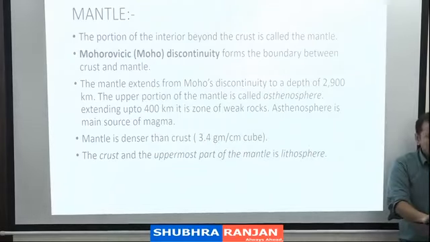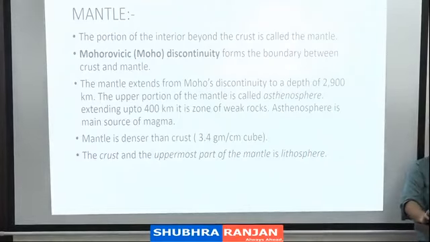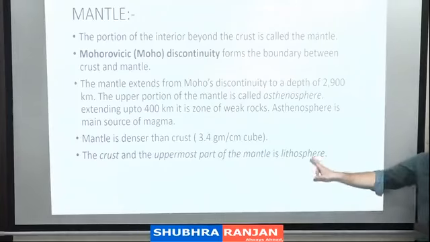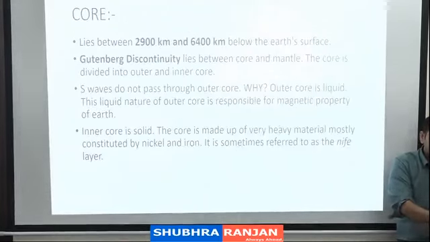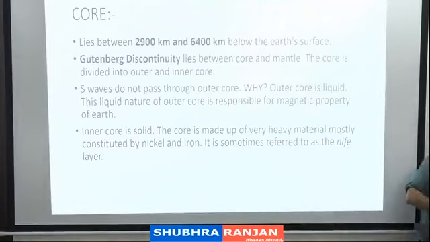The crust and the uppermost mantle, be very careful about the words, upper and uppermost mein farak hai, is known as the lithosphere. Then we have the core, which lies between 2,900 to 6,400 kilometers. Gutenberg discontinuity lies between the core and the mantle.